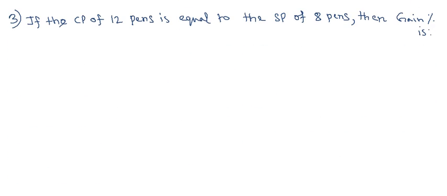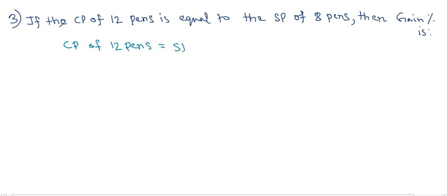This is also an interesting problem. If the cost price of 12 pens is equal to the selling price of 8 pens, then find the gain percent. We will solve it using the information given, that is, CP of 12 pens is equal to SP of 8 pens.